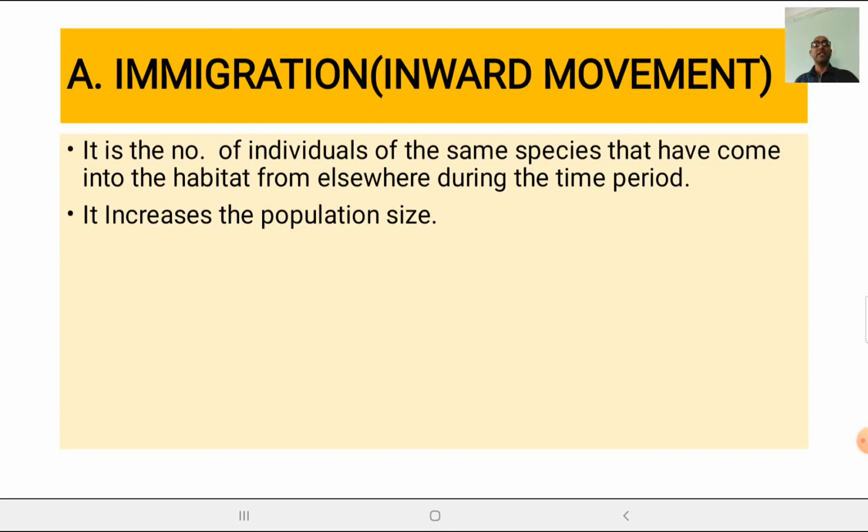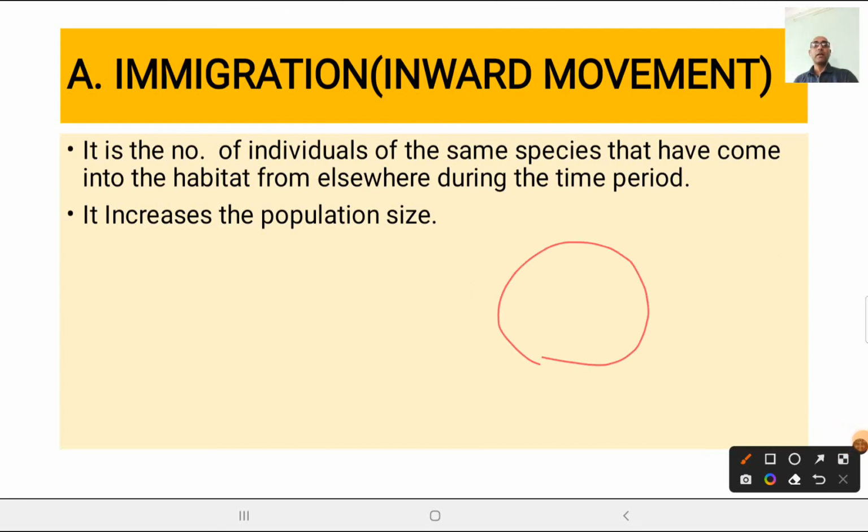What is the significance of immigration? It increases the population size. With the inward movement of individuals from outside into the habitat, new individuals are coming and mixing with the present population, as a result of which the present population increases. This is what immigration is.